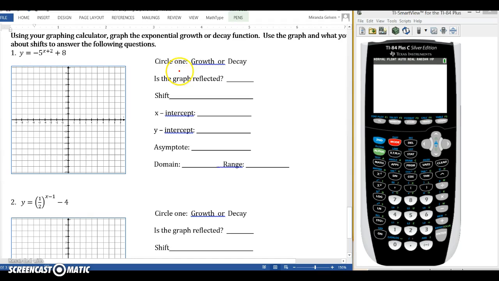So first thing is whether the function is growth or decay. And the answer is growth. Remember, we know that by looking at the base. Okay, and the base is 5. So since 5 is greater than 1, it makes it growth. Is the graph reflected? The answer is yes. We know that because of the negative out front.